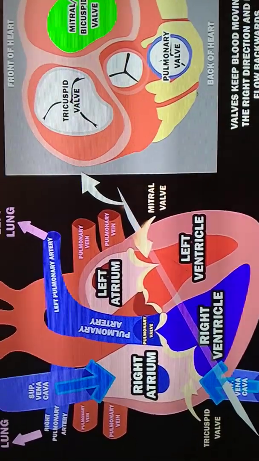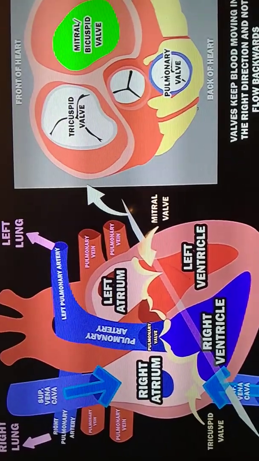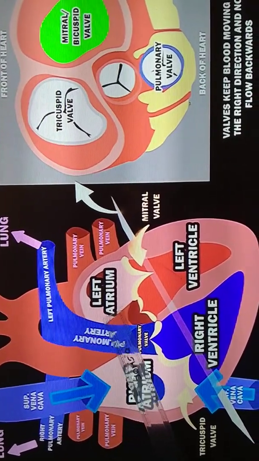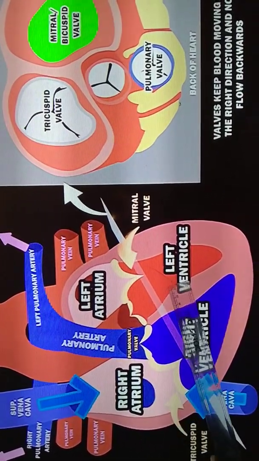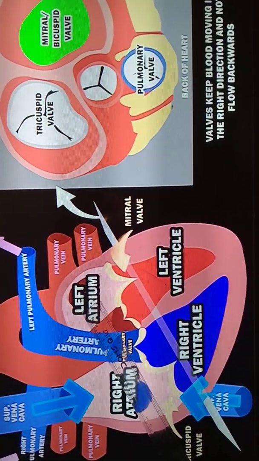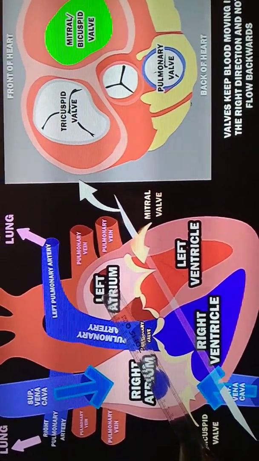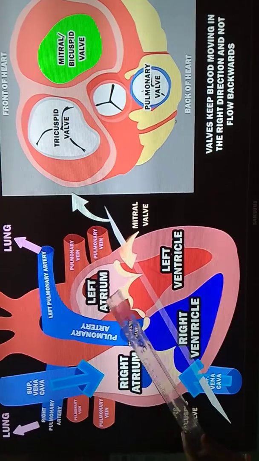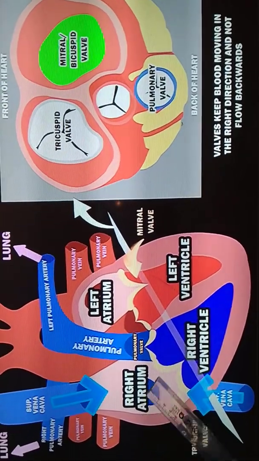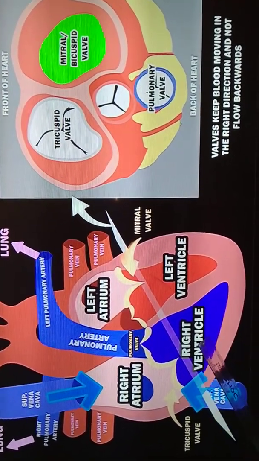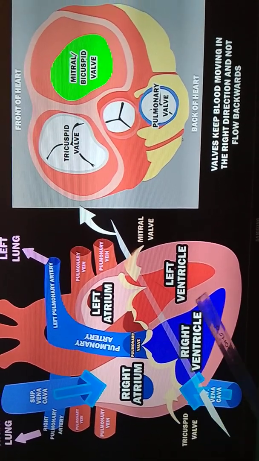Now again I'll repeat the structure of the human heart. Here you can see the heart has the 4 chambers: left atrium, right atrium, left ventricle, right ventricle. So these are the 4 chambers.